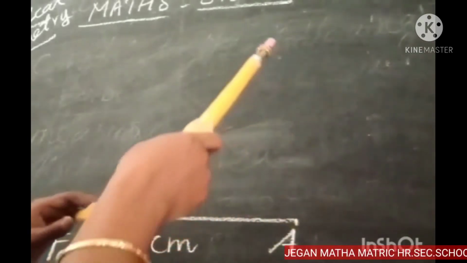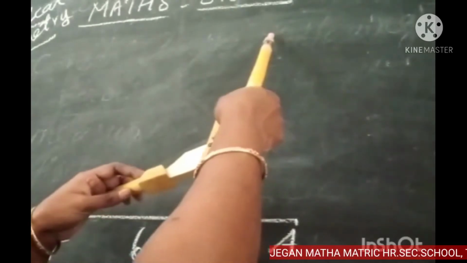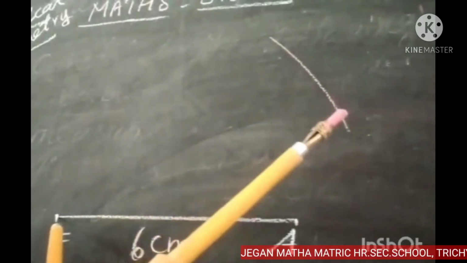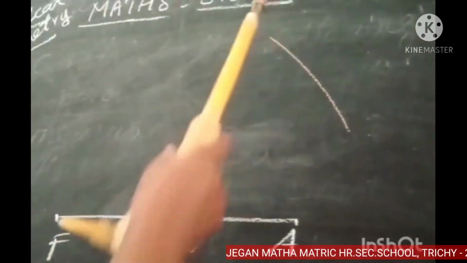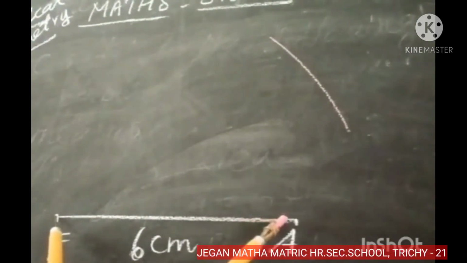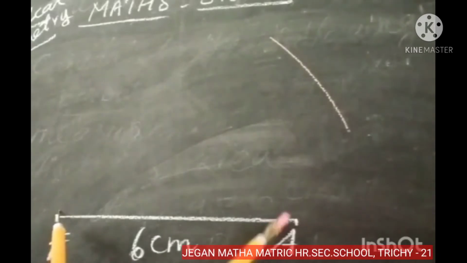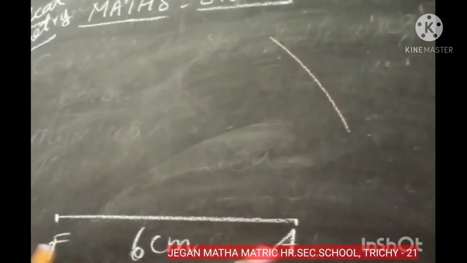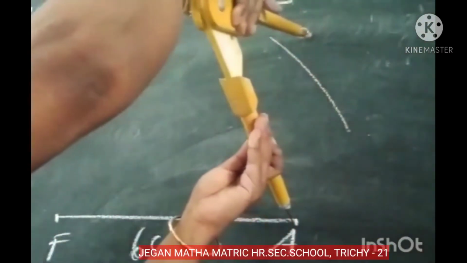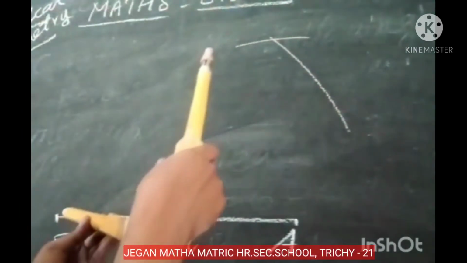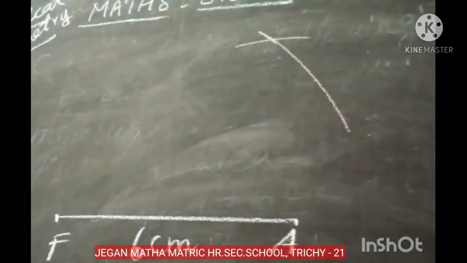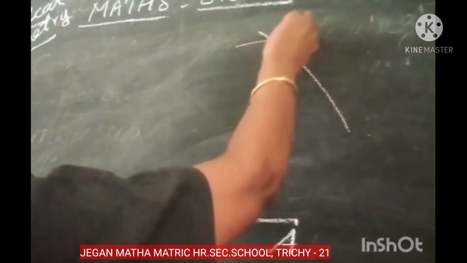With F as center, you have to draw one arc like this. F as center, take the measure of 8 centimeter and put one arc. Now again take the 6 centimeter measurement, the measure of FA only. Take the measure of 6 centimeter and keep it on A. Cut another arc. Here these 2 arcs cut at one point. Now you put that point name as C.